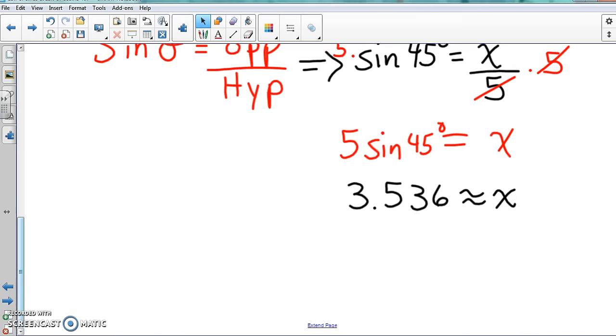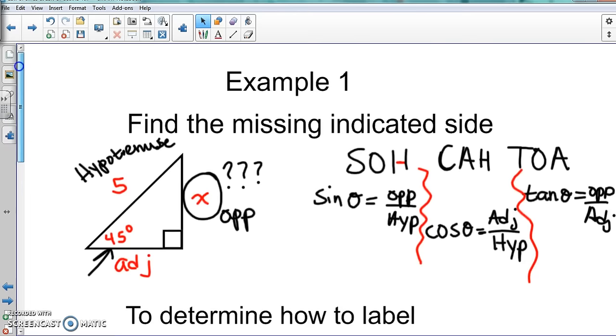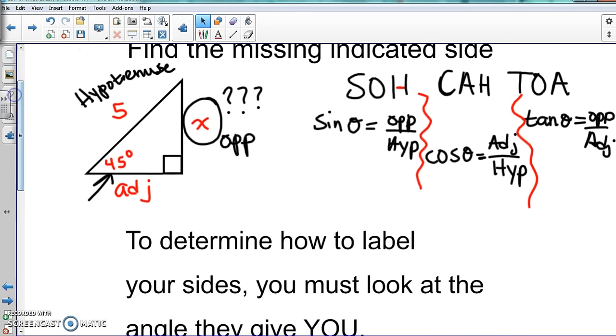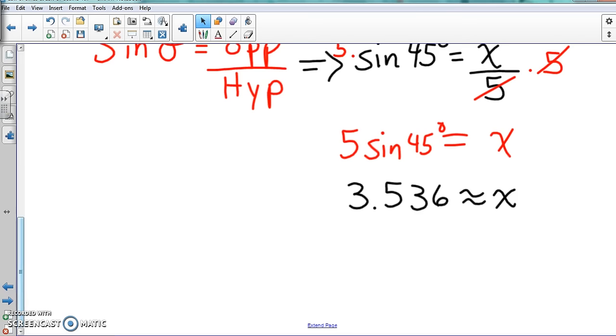If it doesn't tell you what to round to, look at what's in the problem. In this case, there's a whole number 5, so round this to a whole number, approximately 4. If the numbers are whole numbers, make sure you have a whole number answer. If there are 1 or 2 decimal places, make sure your answer has 1 or 2 decimal places, and round correctly. All right, and that's all we have to do for this.